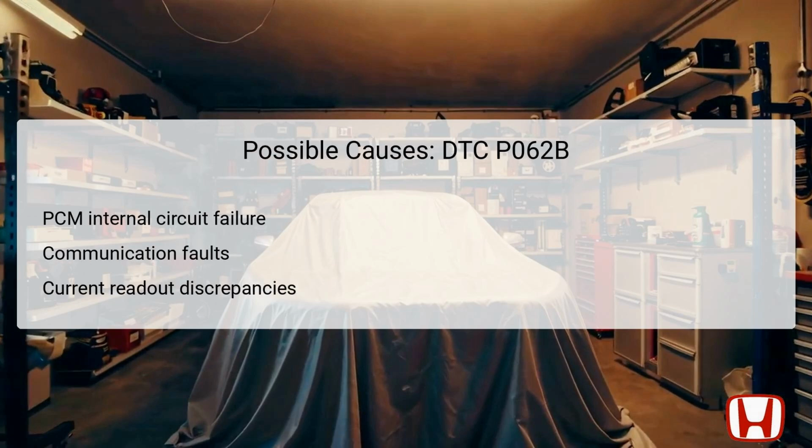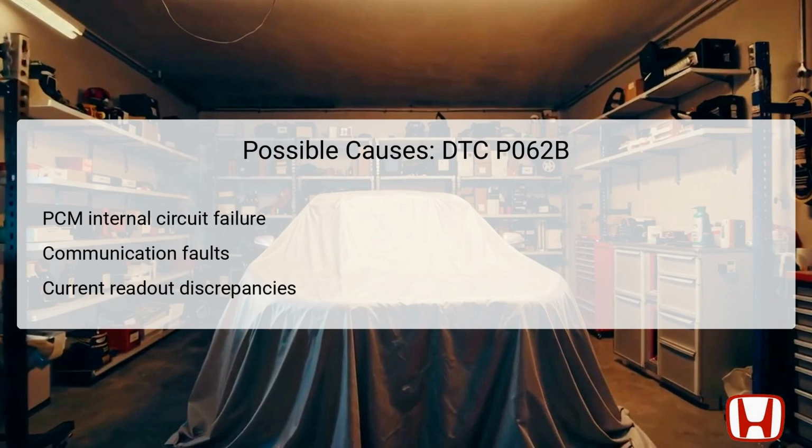There are several possible causes when diagnosing DTC P062B. The most noted cause is the internal failure of the PCM, though other issues may lead to this malfunction as well. The communication between components, specifically between the injector driver and the CPU, is crucial for accurate performance. Failed communication can lead to incorrect readings and system errors.